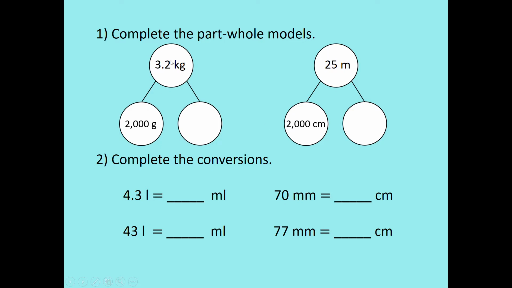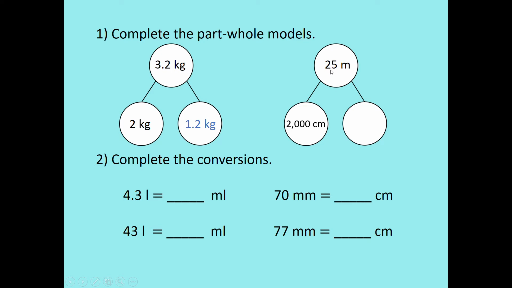So these are my part whole models. If the whole is 3.2 kilograms and one part is 2,000 grams, I'm going to need to convert between grams and kilograms. I can think of it either as 3,200 grams or as 2 kilograms, and that should help me. The answer is... if we move that to 2 kilograms, that's 1.2 kilograms.